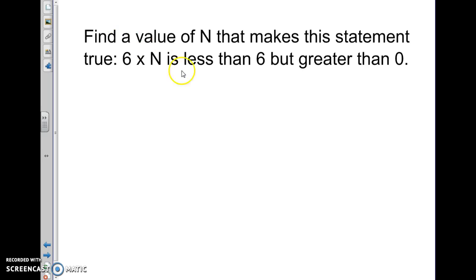All right, so we know that this n, this number that we're going to plug in here, cannot be 0, right? Because if we multiplied 6 times 0, we would get 0, right? So we know it can't be that because it says it has to be greater than 0. But we also know it has to be less than 6, which means we cannot do 6 times 1 because we know that that would be 6. So the factor has to be anything in between 0 and 1. So if you said any regular fraction, you would be correct.